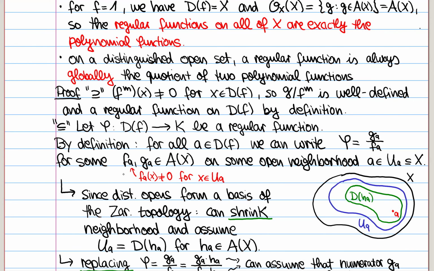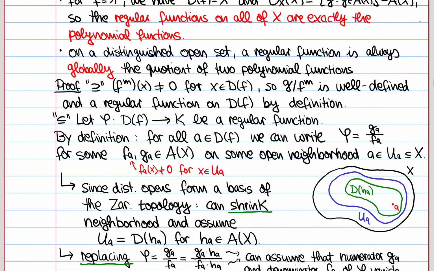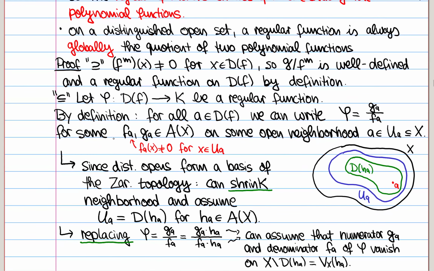We will have a series of steps, which I'll mark in green, where we observe that we can make additional assumptions on these U_a and f_a, g_a, and so on. So we start simplifying our situation, and in the end, our goal is to reach this global form phi is equal to g divided by f to the m. Okay, so let's slowly get started.